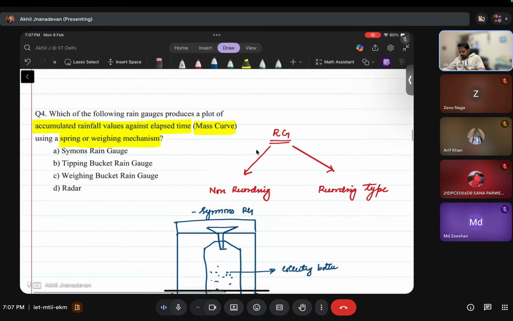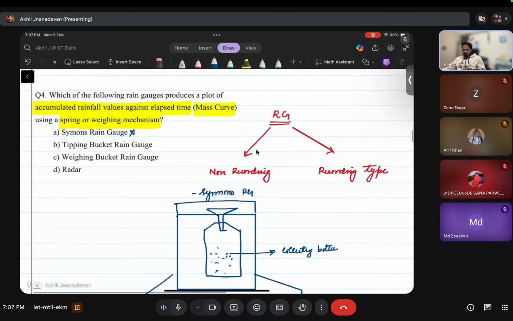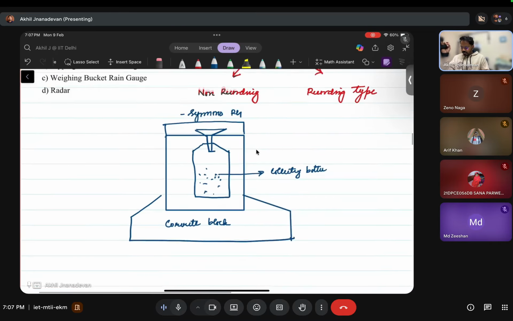So we can eliminate our first option because it's something that we have to go and measure. It is not going to make any plot. It is not plotting anything, and there is no spring or weighing mechanism. It is just a collecting bottle with a funnel, and water gets collected, and we have to go and measure how much rainfall is happening. The drawback is that if they are placed in a remote location or if continuous rainfall happens, this will be filled and overflow, so there is a chance it gets saturated. More rainfall cannot be measured in that. So we have to go and empty these collecting bottles. These were the issues.